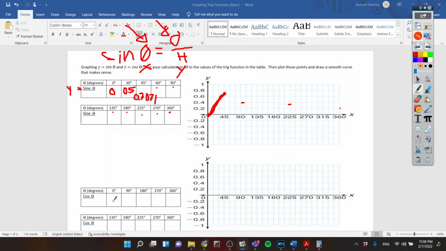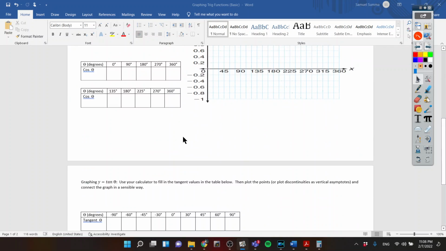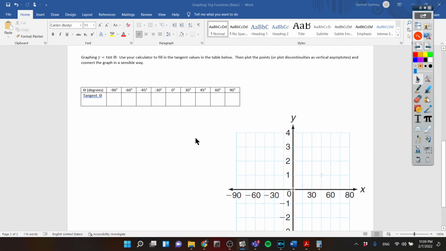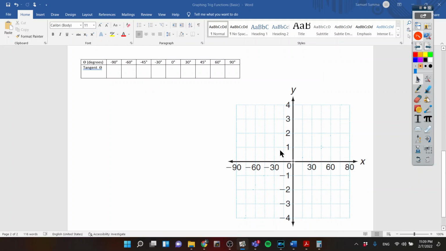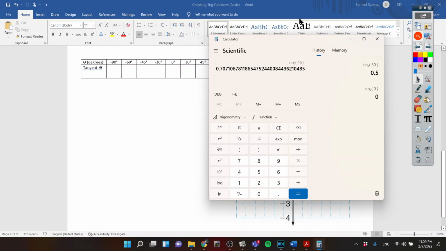Then same thing for cosine: fill in the table using your calculator, plot those points, and graph it. For the last one, I want you to check out tangent, and tangent is weird. When I read the directions, it's clear something weird is going to happen: use your calculator to fill in tangent values, then plot the points, plot discontinuities as vertical asymptotes, and connect the graph. Okay, let's get out my calculator and check this out.